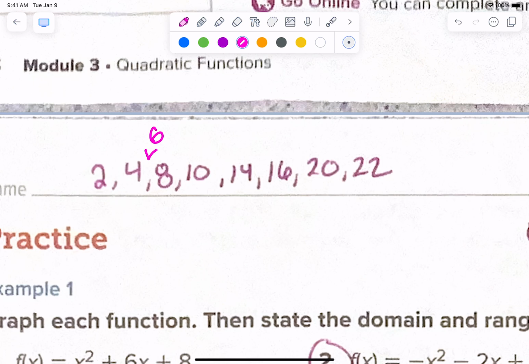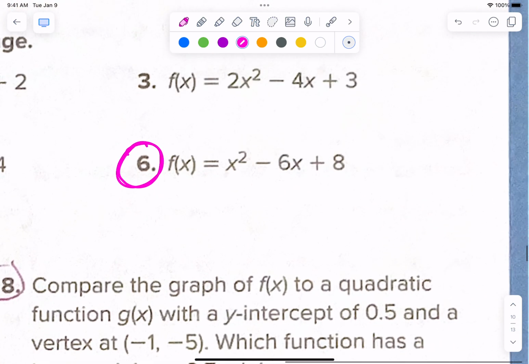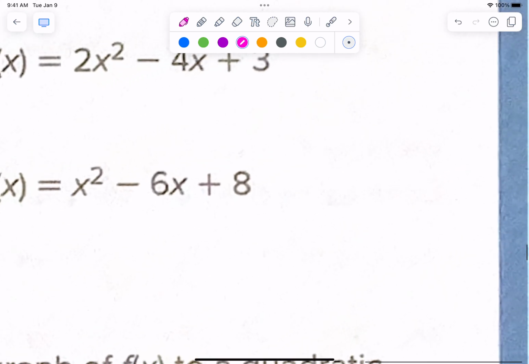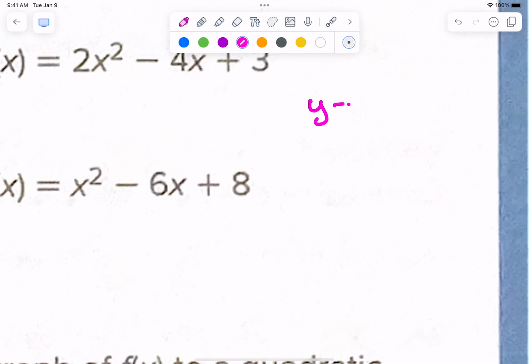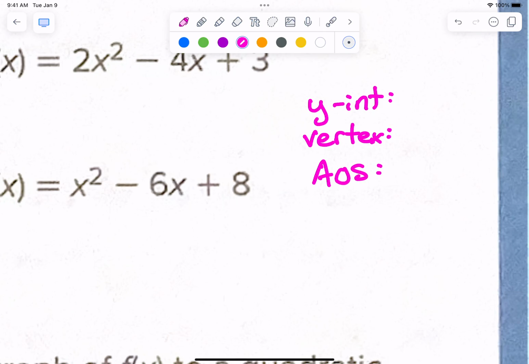Alright. We're going to do number 6 together, and then I'll have you do 2 and 4 for homework. So only 2 problems for homework. Here we go. Number 6. Let's go fast. They want us to graph, and we haven't done domain and range yet. So let's graph first. The first thing, I'm going to identify all 3 of these things. We want the y-intercept, the vertex, and the AOS. Those are the 3 things that I'm looking for when I'm graphing.